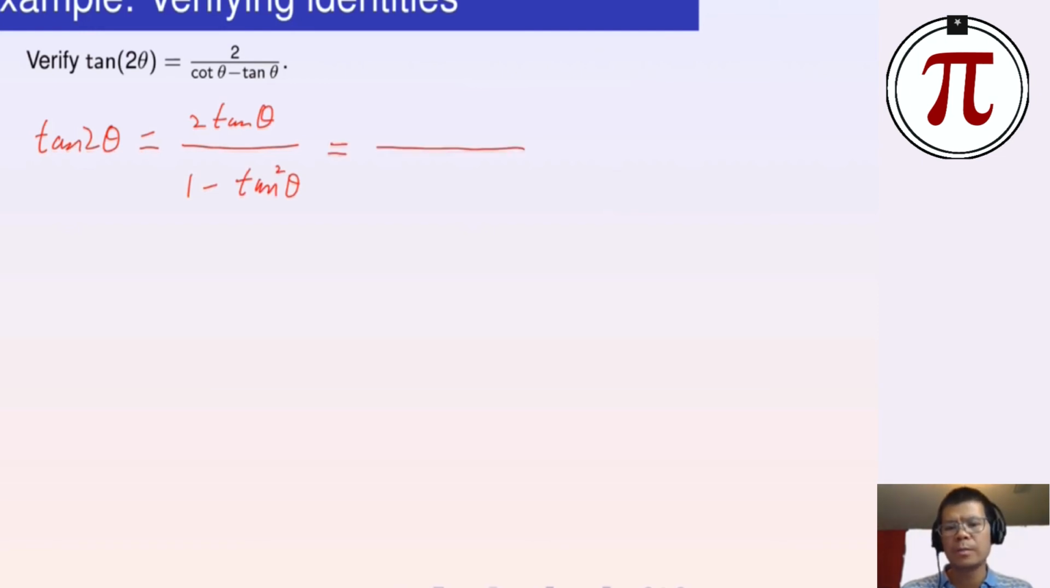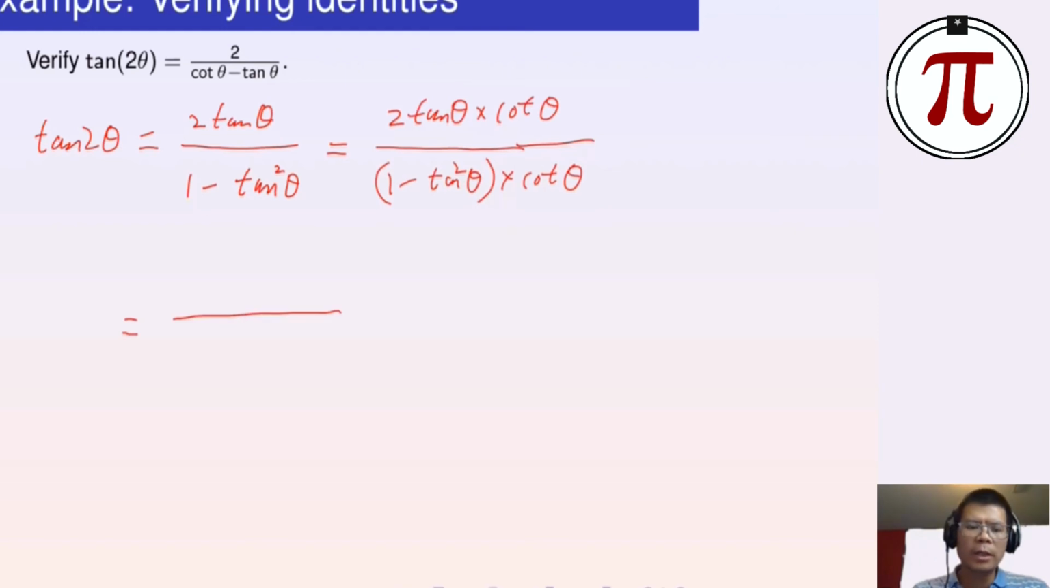Now, if I multiply by cotangent theta on top and bottom, it's going to be 2 tangent theta times cotangent theta over cotangent theta times 1 minus tangent squared theta times cotangent theta. The cotangents cancel out, since one is the reciprocal of the other. So on top it is 2, and on the bottom it is cotangent theta times 1 minus tangent squared theta times cotangent theta.